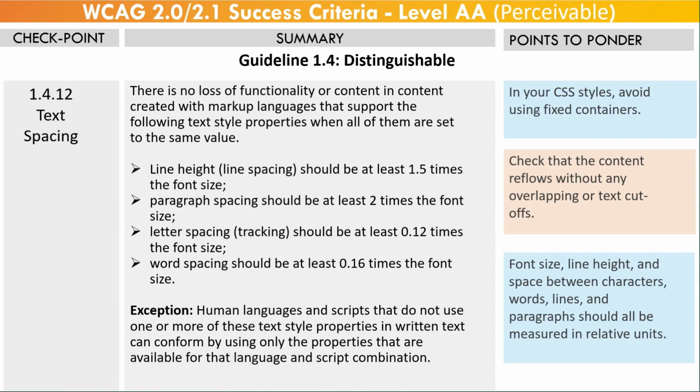Line height, line spacing, should be at least 1.5 times the font size, paragraph spacing should be at least 2 times the font size, letter spacing, tracking, should be at least 0.12 times the font size, and word spacing should be at least 0.16 times the font size. Exception: human languages and scripts that do not use one or more of these text style properties in written text can conform by using only the properties that are available for that language and script combination.